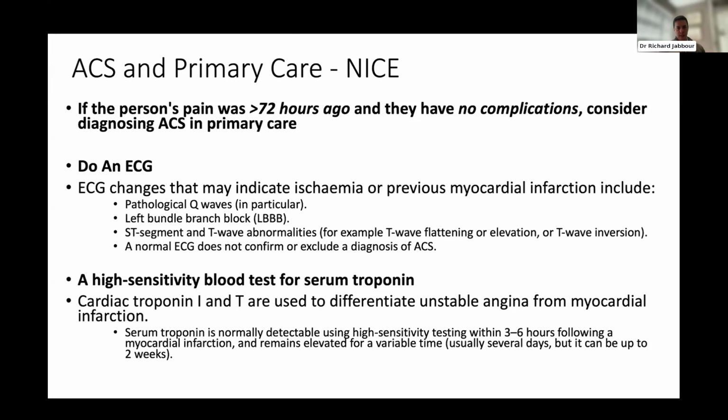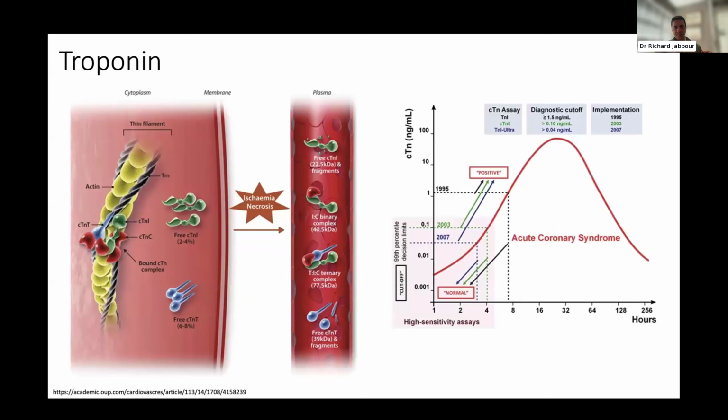So they suggest doing an ECG. For example, there are specific ECG findings that may indicate ischemia, such as Q waves, left bundle branch block, or persistent ST or T wave abnormalities. Again, a normal ECG does not confirm or exclude the diagnosis of ACS. They then go on to say that if they've been pain-free for 72 hours and it sounds cardiac, you could do a cardiac troponin, either troponin I or T, to differentiate unstable angina from MI. So that's something to think about.